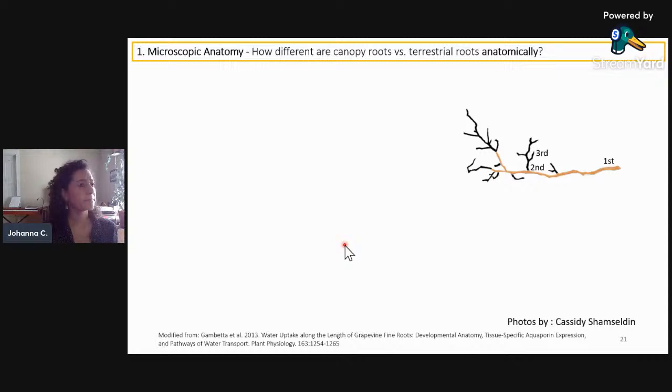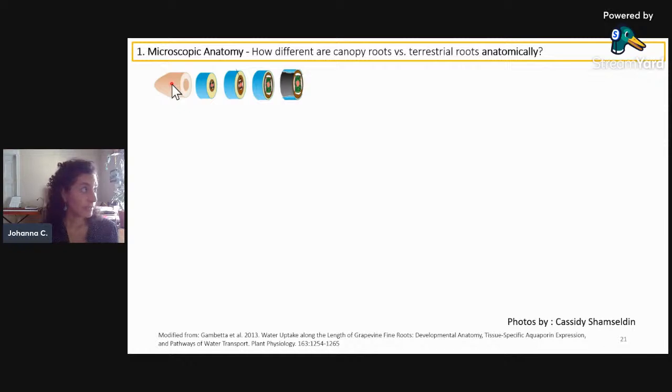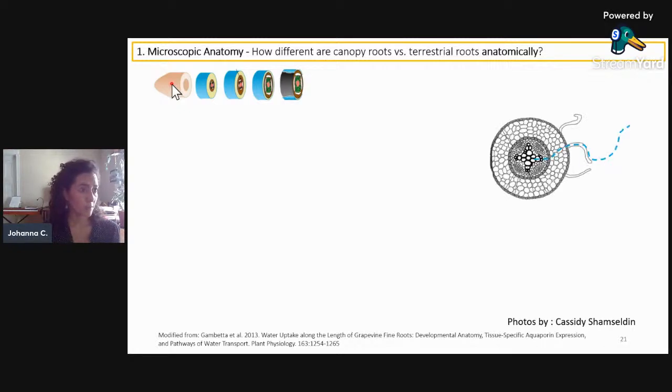Now, as I mentioned, we collected second order roots, and the microscopy observations were done first on the early stages, just the tip of the roots. To explain the next results, I'm going to show you this diagram of a cross-section of a root. The dashed blue line represents the movement of water, the pathway of the water to cross and enter inside the roots.